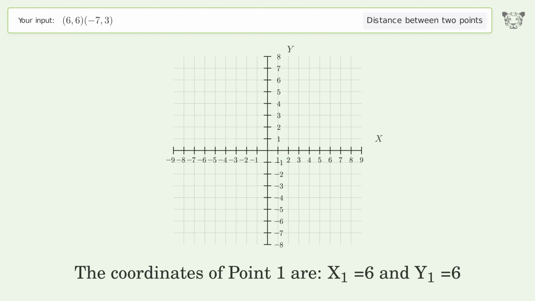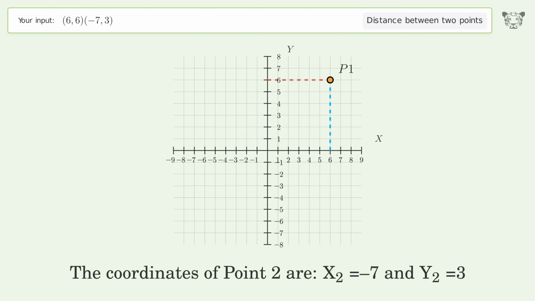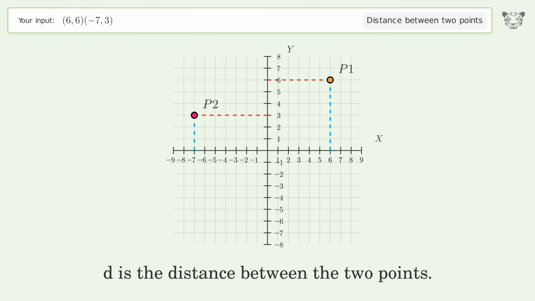The coordinates of point 1 are x1 equals 6 and y1 equals 6. The coordinates of point 2 are x2 equals -7 and y2 equals 3. D is the distance between the 2 points.